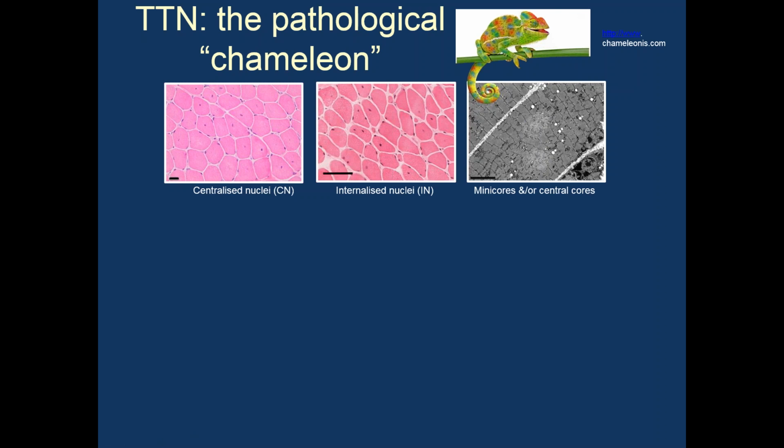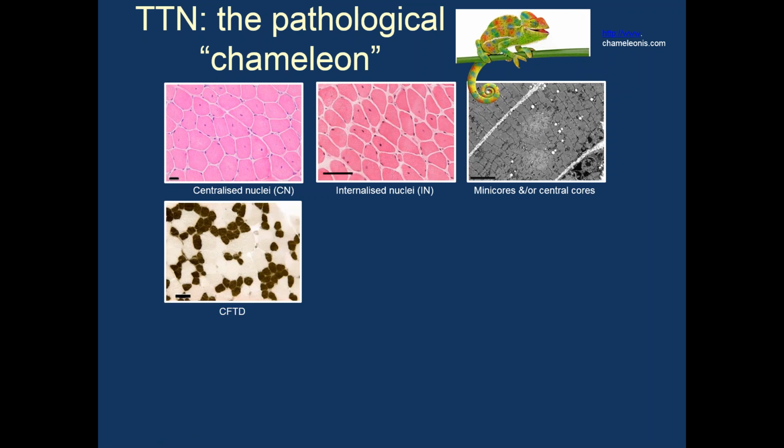And sometimes they were centrally placed, so they looked a little bit like the central cores that we see in some other muscle conditions. But in fact, the other features of a typical central core weren't really there. So in actual fact, we think that they just happened to be centrally placed mini cores, probably, but we're still learning about the muscle features.